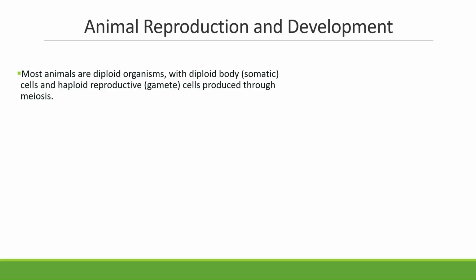Haploid gametes have half the chromosomal number of the somatic cells. That's where the term haploid comes from. And gametes are cells that are responsible for sexual reproduction. They're generated through a process we call meiosis.